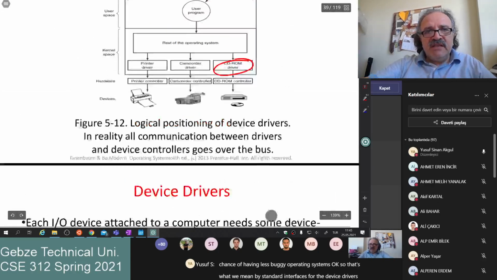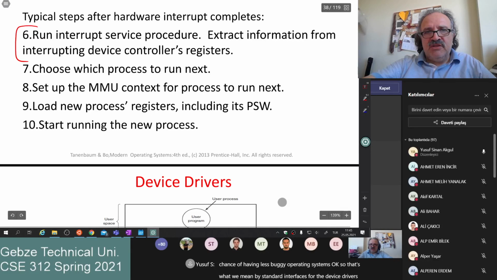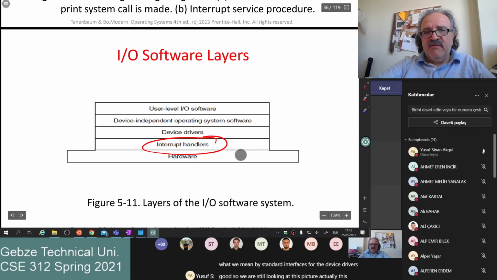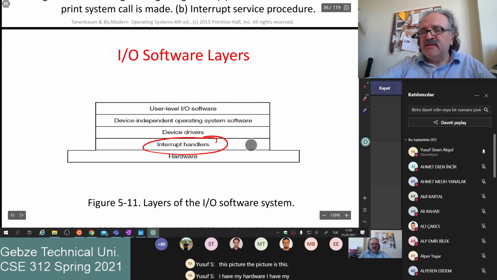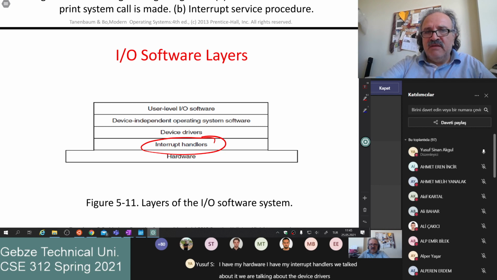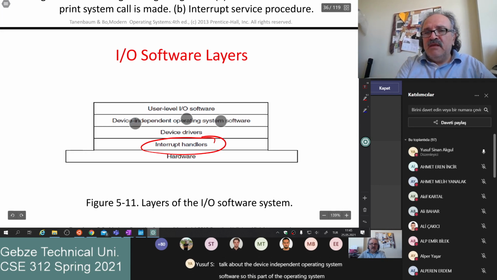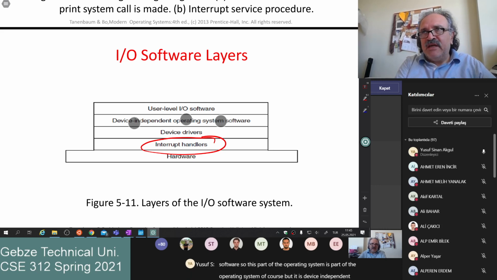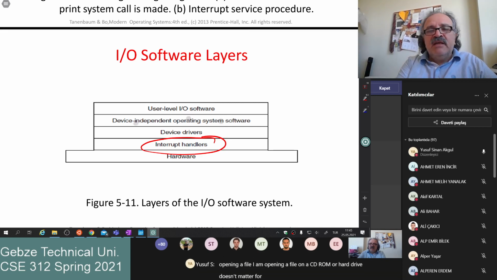Good. So we are still looking at this picture. The picture is this: I have my hardware, I have my interrupt handlers. We talked about it. We are talking about the device drivers. Then we will talk about the device independent operating system software. This part is part of the operating system, of course, but it is device independent. It doesn't know what kind of device it is working on. If I am opening a file, whether on a CD-ROM or a hard drive, it doesn't matter for this layer. That's why this is pretty much independent of the device.